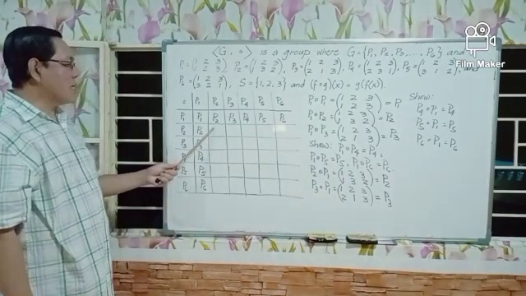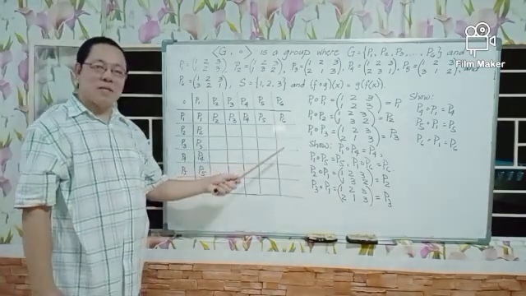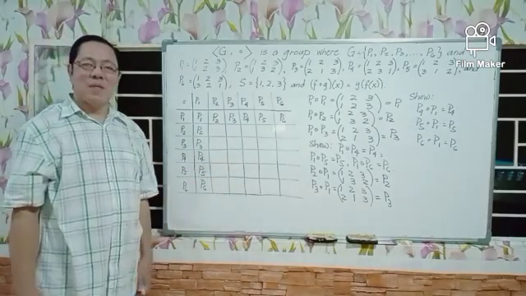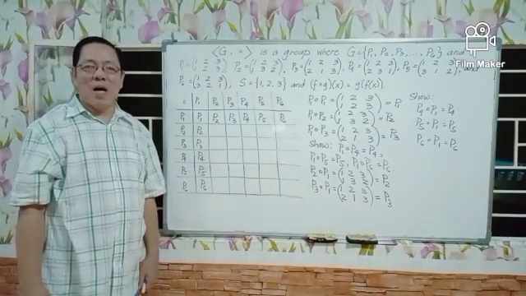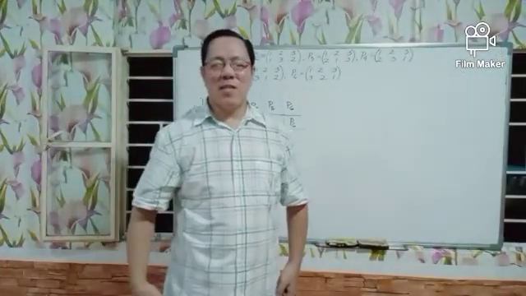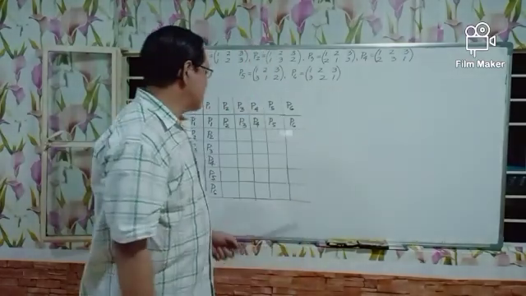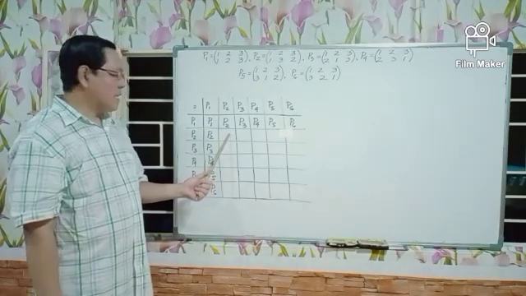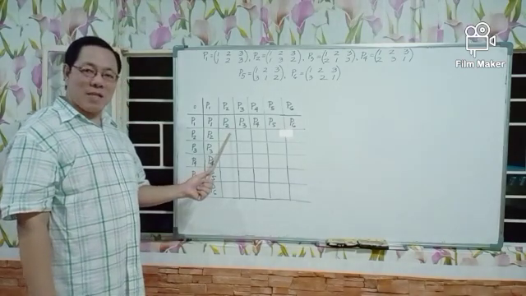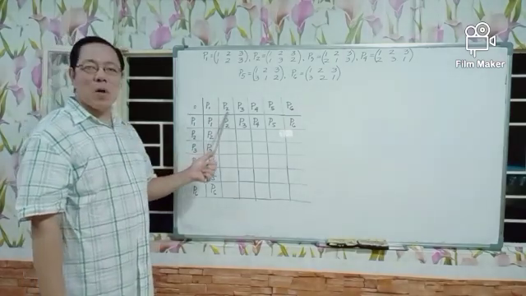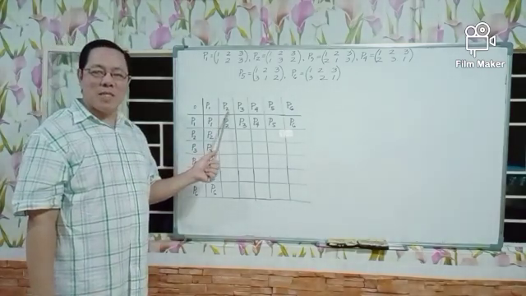Now we find the rest of the entries in the vacant cells in this table using composition of functions. We start with the entry in this cell. The entry in this cell is equal to P2 circle P2, or composition of function P2 with itself.